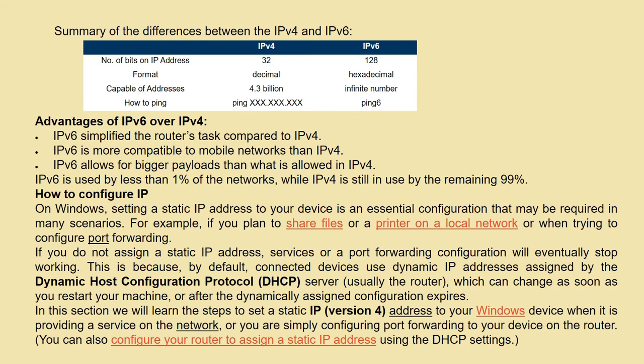So when you restart your system, it automatically changes depending on the DHCP setting. In this section we will learn the steps to set a static IP, as per the v4 concept, on your Windows device when it is providing a service on the network, or when we are simply configuring port forwarding to your device on the router. We can also configure our router to assign the static IP using the DHCP setting, that is the Dynamic Host Configuration Protocol setting.